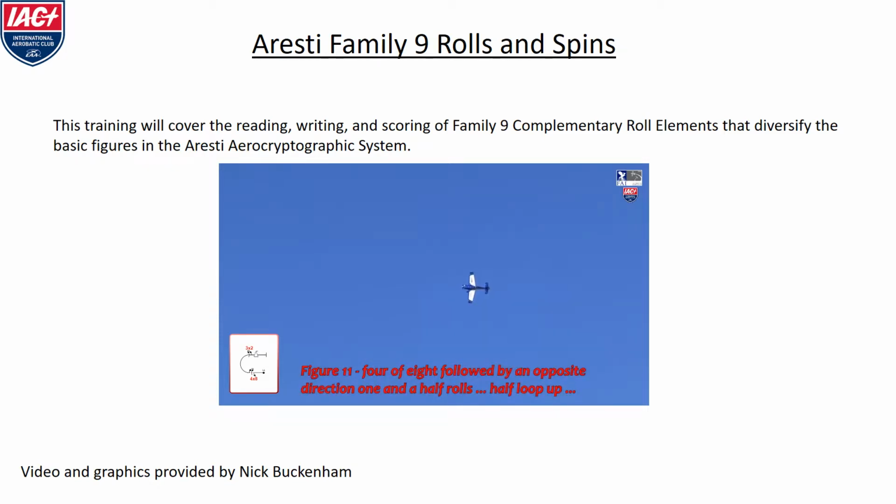Figure 11, 4 of 8 followed by an opposite direction 1.5 rolls, half loop up. 3 of 2 on the top followed by a same direction positive snap.